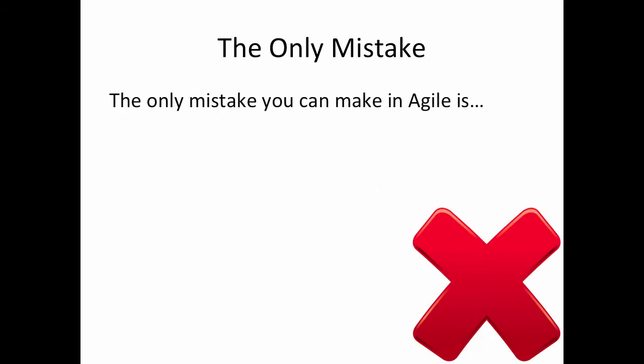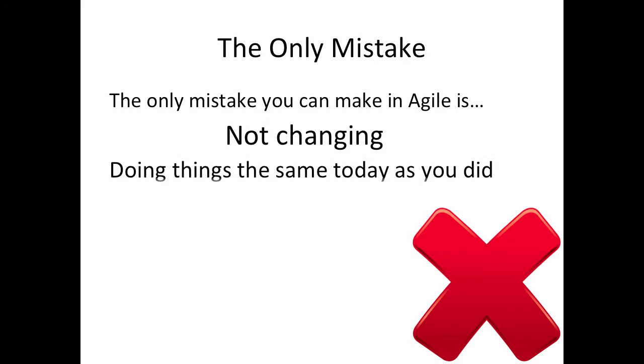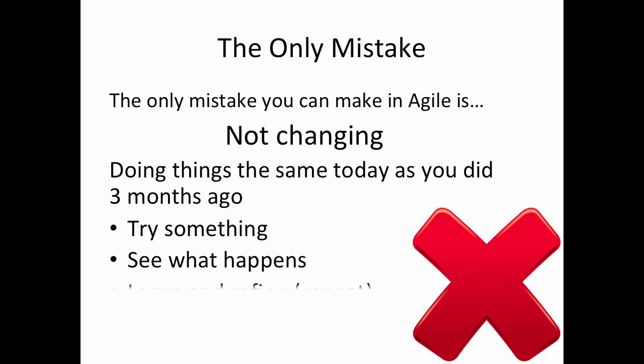The only mistake you can make in Agile is not changing. The only mistake you can make in Agile is doing things the same today as you did 3 months ago. You should always be trying something new. You should always be trying to vary your process. So try something, anything. See what happens, learn from what happens, refine what you're doing, and repeat the cycle. Sometimes you'll need to undo the changes you made and go back to the way you were working. Sometimes it'll be fine and you can try a completely new technique. Sometimes the technique you've tried will just need tweaking. Whatever, try something, see what happens, learn from it, refine what you are doing.